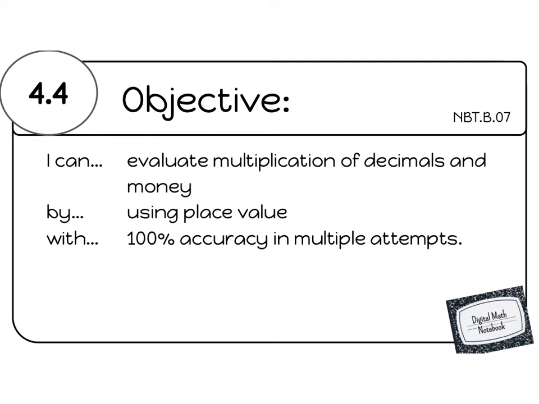Today's objective is, I can evaluate multiplication of decimals and money by using place value with 100% accuracy in multiple attempts. Please pause now to type your I can and by statement into your digital math notebook.